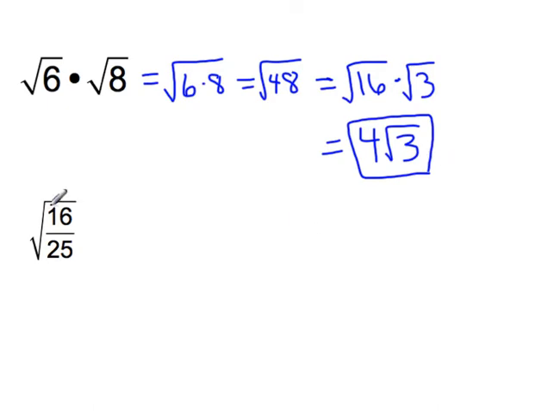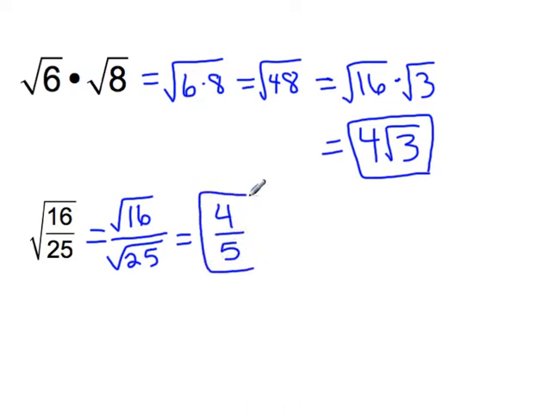Moving down to this fraction, when you think about the product property we talked about, you could rewrite this as the square root of 16 over the square root of 25. Can you take both of those square roots? You can, because they're both perfect squares. Square root of 16 is 4, square root of 25 is 5, so that's as simplified as we can get for that radical.